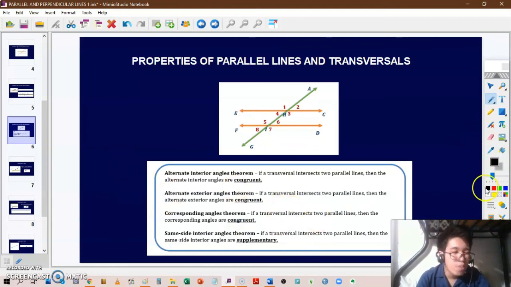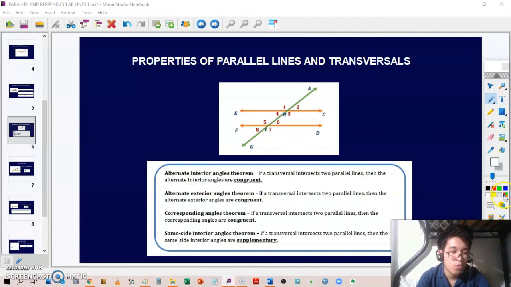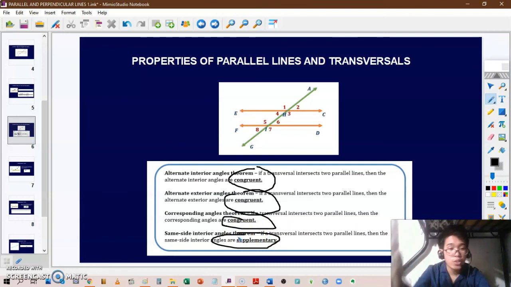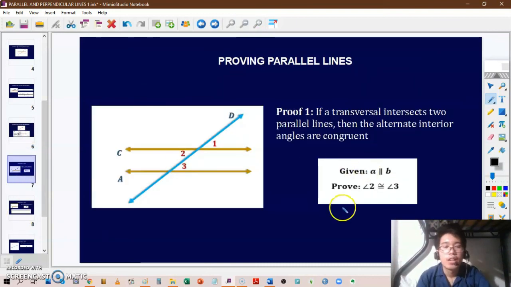So it's very important that we try to remember these theorems, because we can use these theorems in proving higher or more complicated geometrical figures that we're going to look for in the future. Okay, so we have here our first proof.